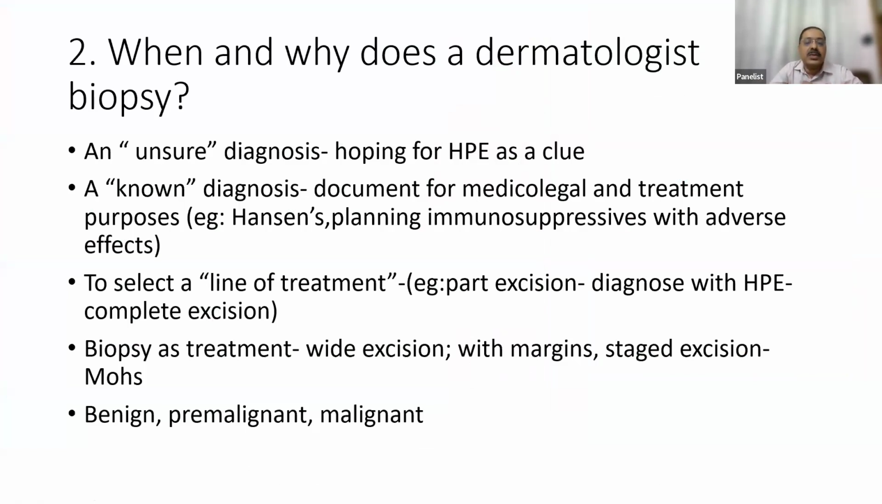When he's unsure of a diagnosis, hoping for HPE as a clue; or he has a known diagnosis, but he has to document it for medico-legal reasons. Especially when we give a diagnosis of Hansen's, vitiligo, psoriasis, or even a malignancy, patients get a little perturbed. So for medico-legal reasons, even though we know it's a classic case of Hansen's, we'll do a biopsy. At least as of now. Earlier, empirical treatment was allowed, but now without histological diagnosis, we cannot venture into that.